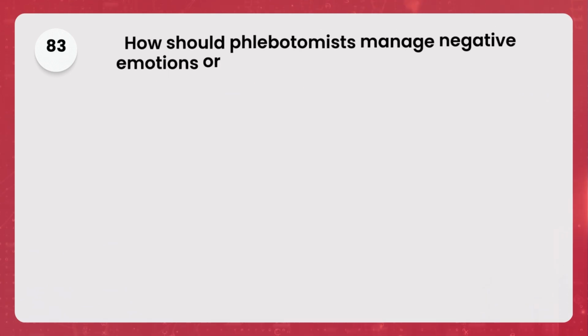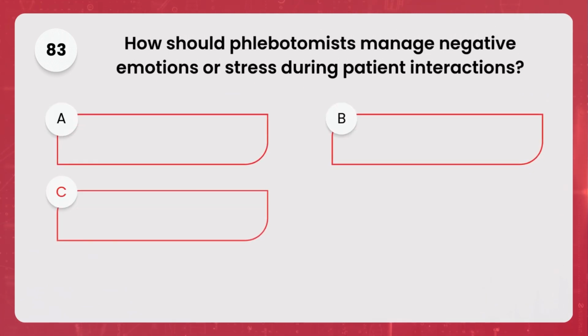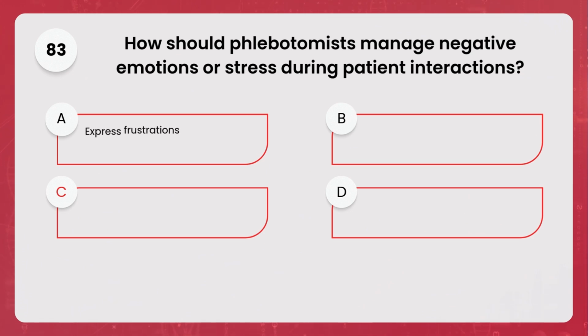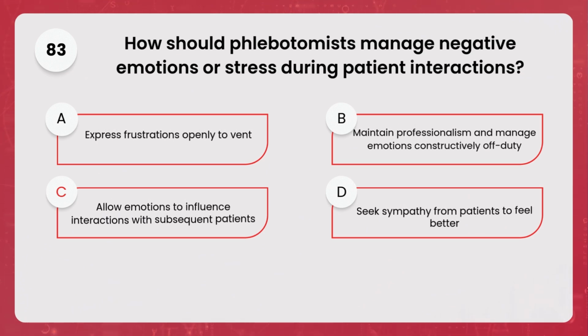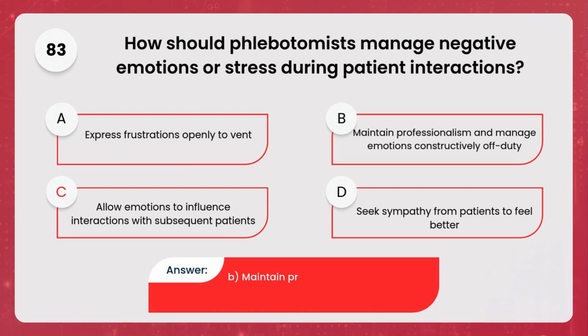Number 83. How should phlebotomists manage negative emotions or stress during patient interactions? A. Express their frustrations openly to vent. B. Maintain professionalism and manage emotions constructively off-duty. C. Allow emotions to influence interactions with subsequent patients. D. Seek sympathy from patients to feel better. Answer is B. Maintain professionalism and manage emotions constructively off-duty.